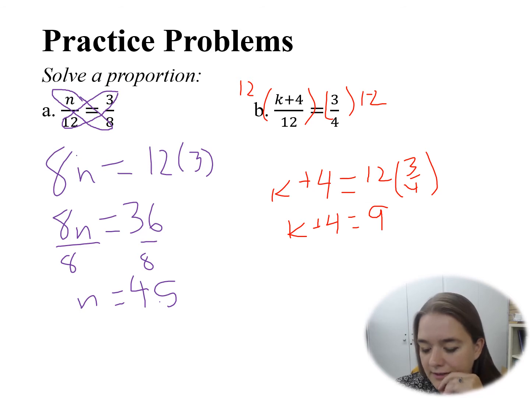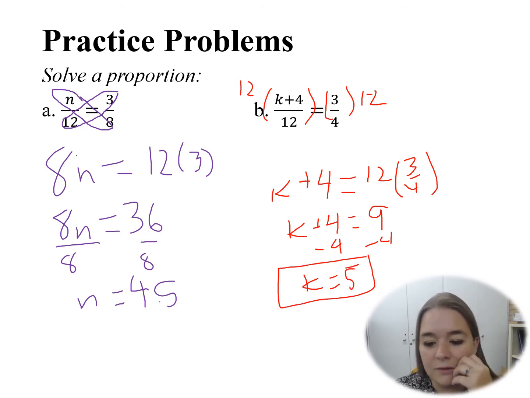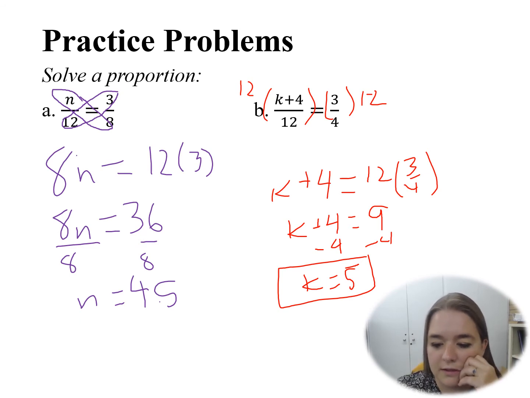If I multiply across the top and the bottom, I get 36 over 4. Either way, my fraction will simplify to 9. And my last step, I need to take away 4 from both sides, and I find a value of k equals 5. Two different ways to do it. I don't care which way you do it, as long as you can show your work to walk me through the steps of how you solved that proportion.